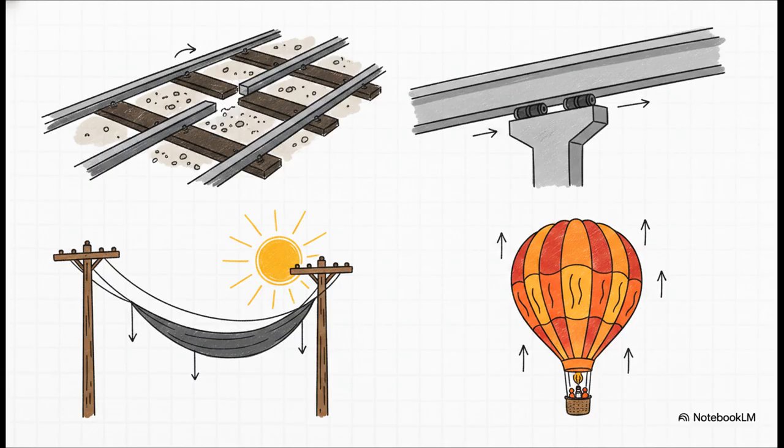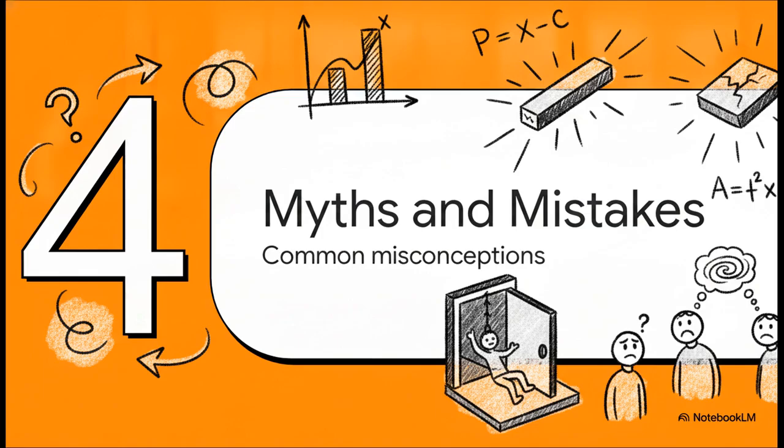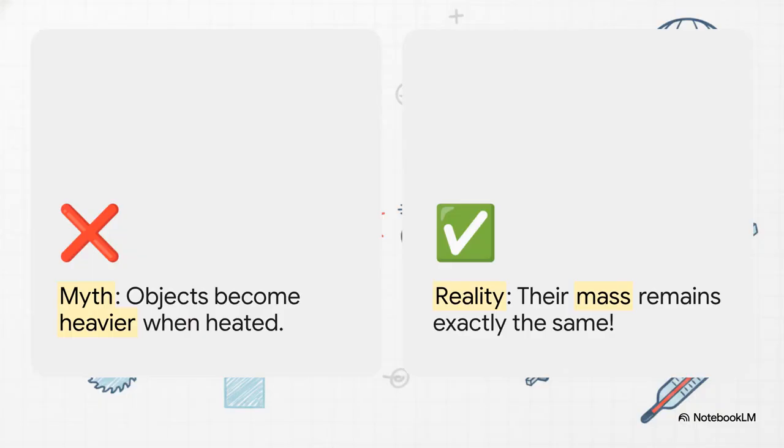and derailed trains. All right, bringing it home with Section 4, Common Myths and Mistakes. We need to clear up a massive misconception right now. A lot of people assume that objects somehow become heavier when they're heated. Total myth. The reality is that an object's mass remains exactly the same. Heat itself doesn't just magically add weight, and you're certainly not creating new particles out of thin air. Instead, that increased thermal energy is just causing the existing particles to vibrate harder and push each other further apart. The dimensions are changing, for sure, but the mass, that stays exactly the same.